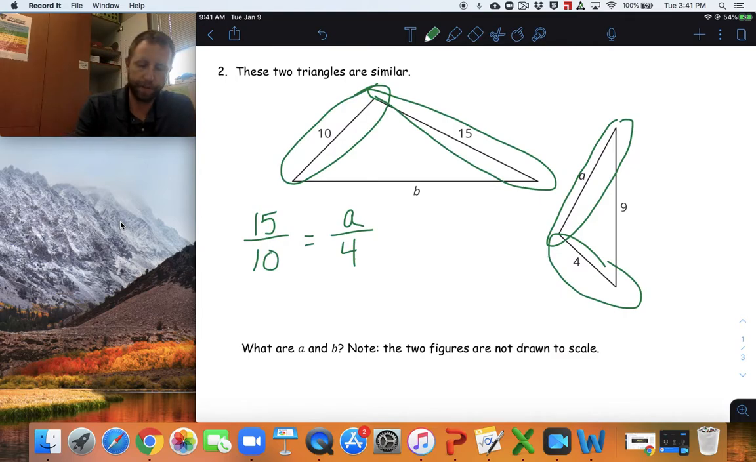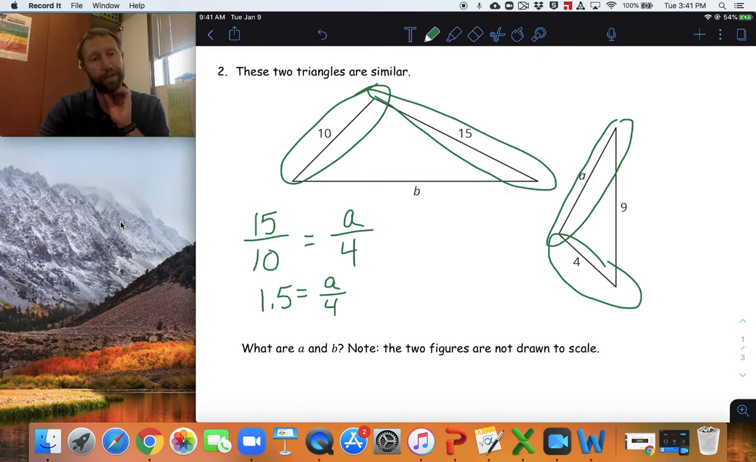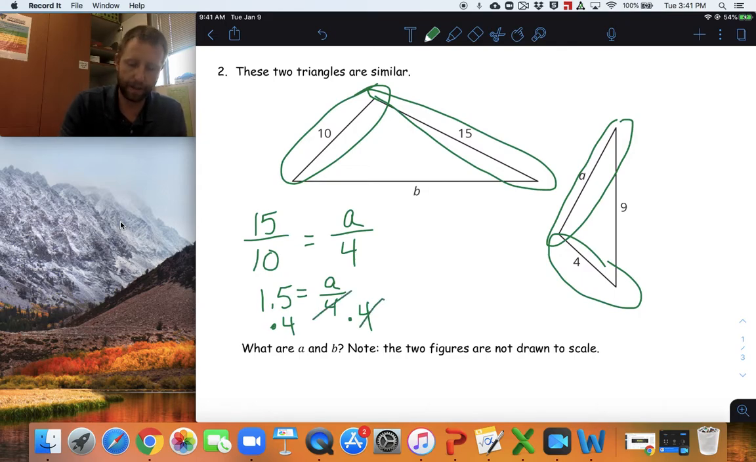Okay, well I can simplify one side of this, right? I can simplify 15 divided by 10. 15 divided by 10 is just 1.5. And now A is still being divided by 4. I can't simplify that. I don't know what that is. However, now I have this one-step equation. A divided by 4 equals 1.5. And I can just multiply both sides by 4. And that's going to get the A by itself, or get the variable by itself. Well, 4 times 1.5 is 6.